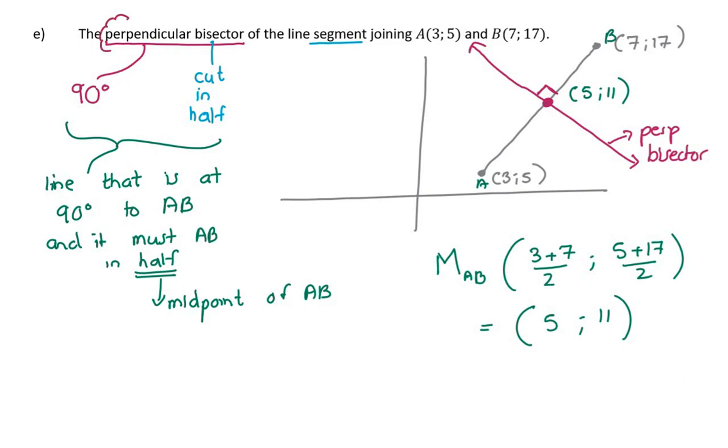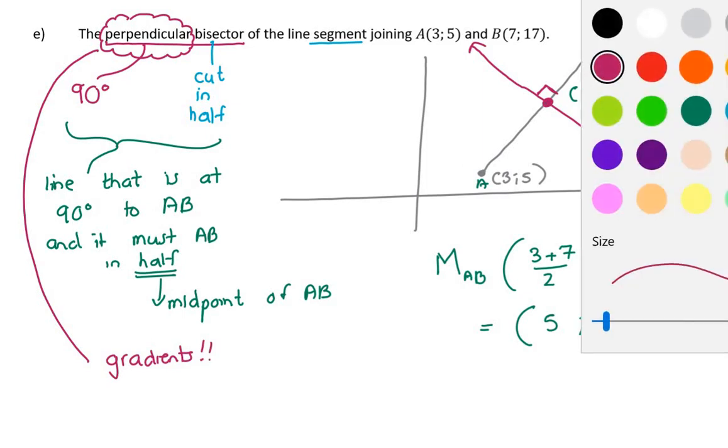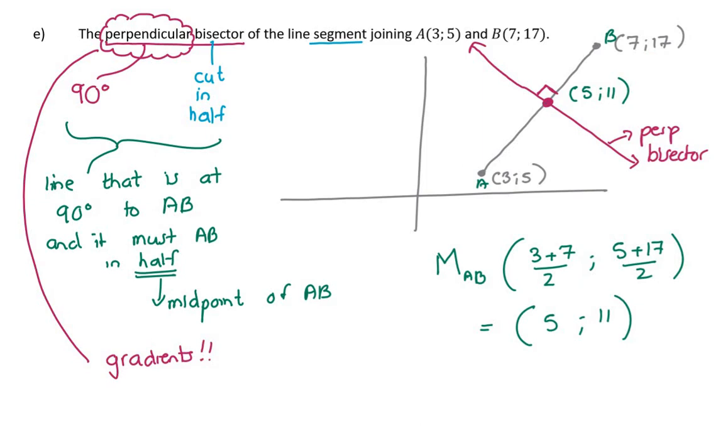But these two lines are perpendicular. And what do I know connects perpendicular lines? The thing that connects perpendicular lines is the gradients. So can I find the gradient of AB? Because if I can, I'll be able to figure out the gradient of this perpendicular guy. So what's the gradient of AB? Well, gradient is change in y, so 17 minus 5 over change in x, 7 minus 3.